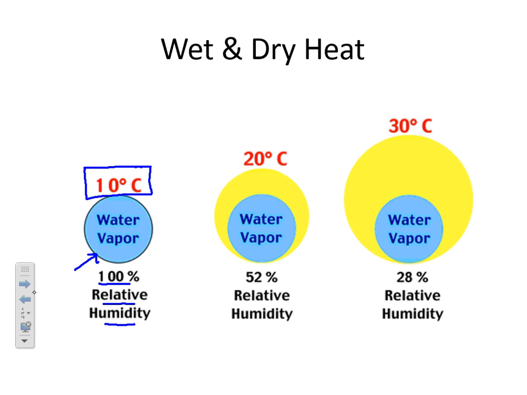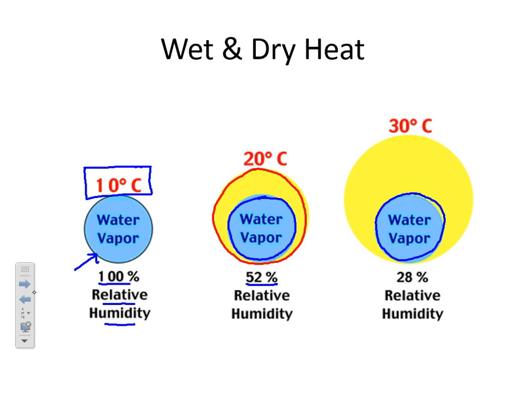the size of the circle represents how much water vapor the air can hold. When you double the temperature to 20 degrees, about room temperature, notice your blue circle represents 52% humidity, but the yellow circle represents how much water vapor the air can hold. At 30 degrees, which is a warm day, the same amount of water vapor is just 28%, because really at 30 degrees the air can hold more water, and so the yellow circle represents how much water can really be held by the air.